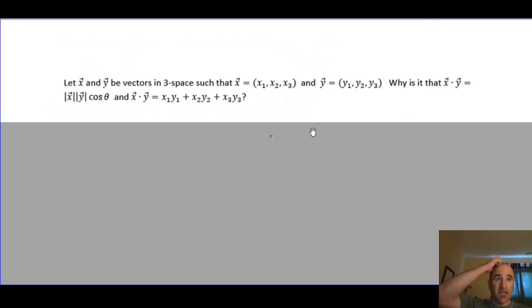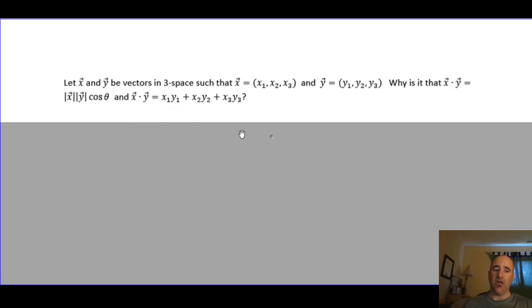Now we enter the last part of this lesson. So let x and y be vectors in 3 space, such that x is x1, x2, x3, and y is y1, y2, y3. Why is it that x dotted with y is either equal to the magnitude of x times the magnitude of y times the cosine of theta, so there's the geometric definition, or equal to x1y1 plus x2y2 plus x3y3? So you're basically saying in this example, why is it that the algebraic and the geometric definitions are exactly the same? Why is it that this simple idea of multiplying and adding components is the same as calculating the magnitude of each vector and multiplying those by the cosine of the angle between them?